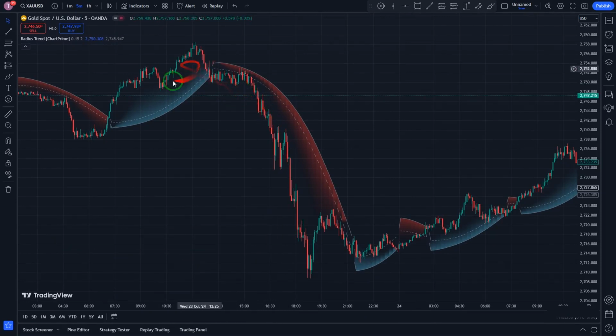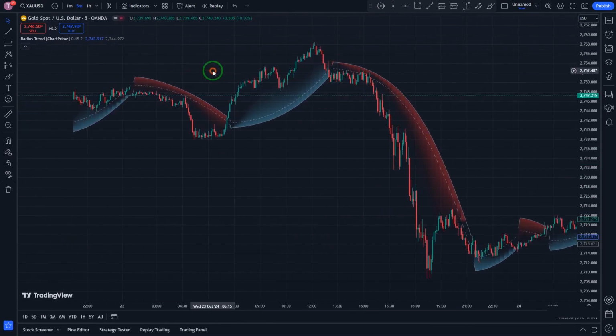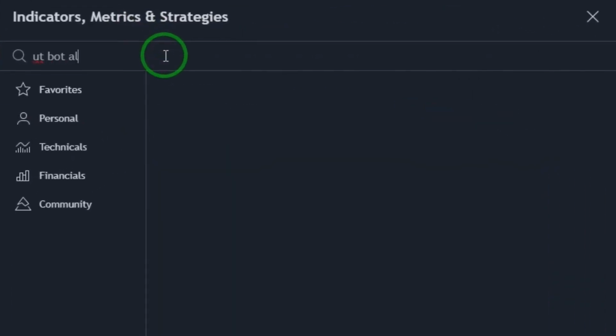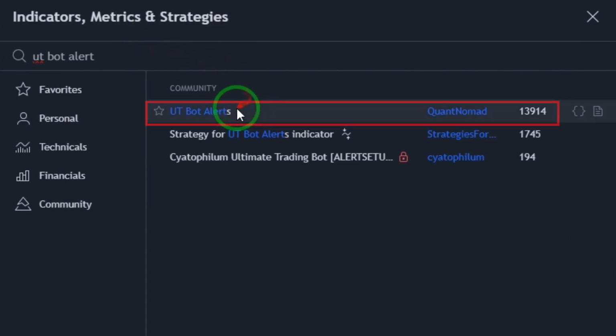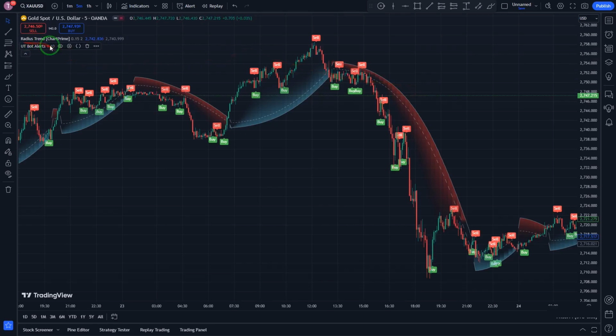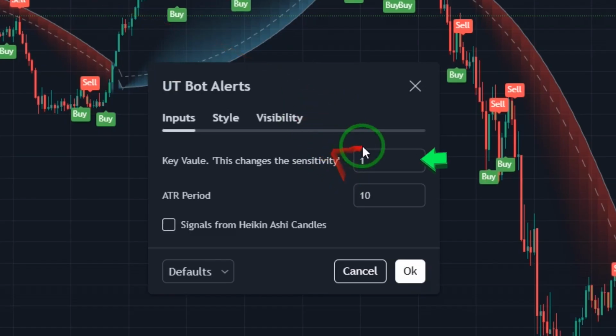Now we need to increase the win rate and accuracy of this strategy. For this, we can add another indicator to the chart. Just go back to the indicators tab and type UT bot alerts in the search box. Find it and click on it to add it to our chart. Now just go into its settings and replace the numbers and values you see with the default values of this indicator.